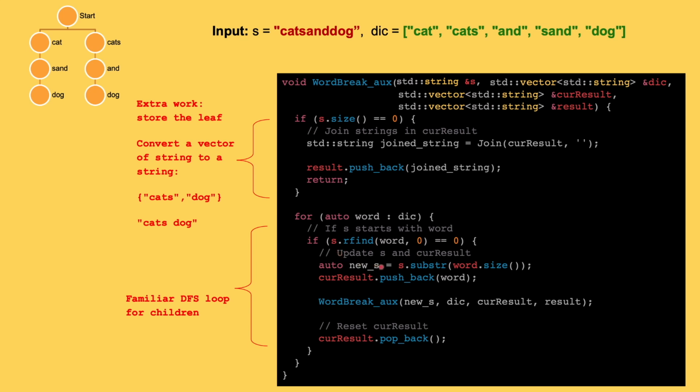So then we have to adjust s. We create a new s, which basically has the rest of the string. This is what we're doing here using substr. And then we add the word to our current result. We call our recursive function, and then we reset the current result back to what it was so that it works for the next child. And that's it. That's all there is to this algorithm. It's a valid solution and it should work.